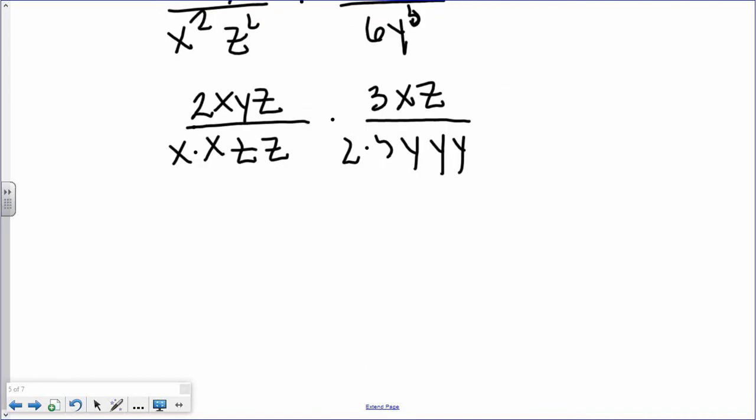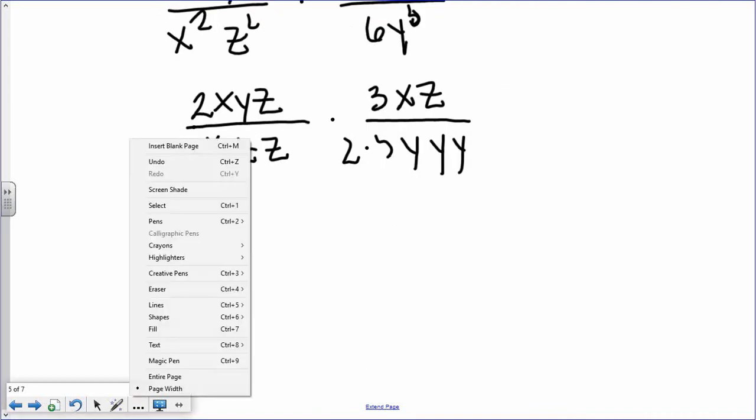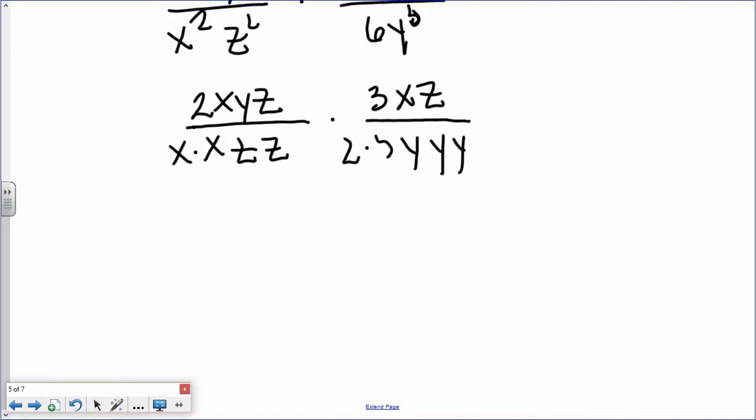And now I'm going to look to cancel either up and down or diagonally. I'm going to cross out as I go. So this 3 I can cancel with one of these 3's, and the 2 will cancel diagonally also. I can cancel 1x in the numerator on the left side with 1x in the denominator on the left side, and 1z with 1z.